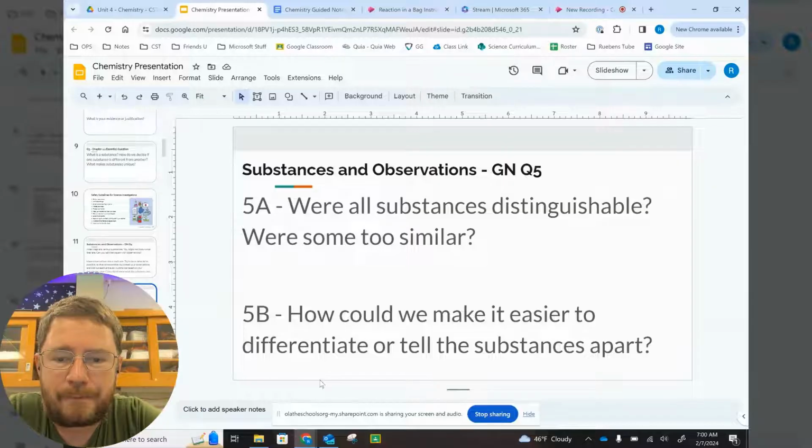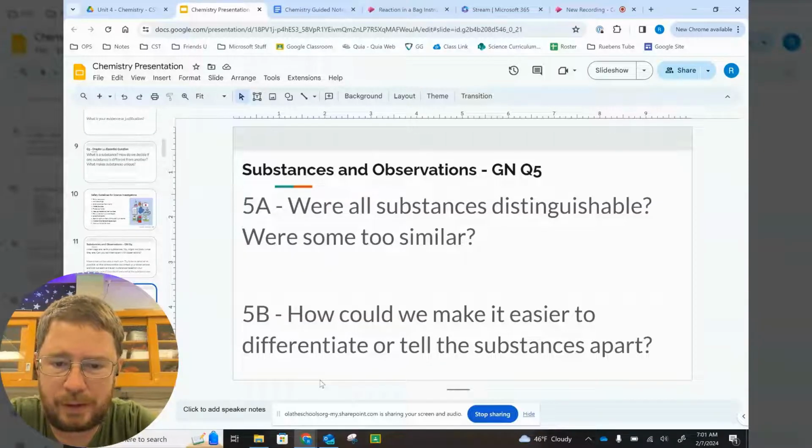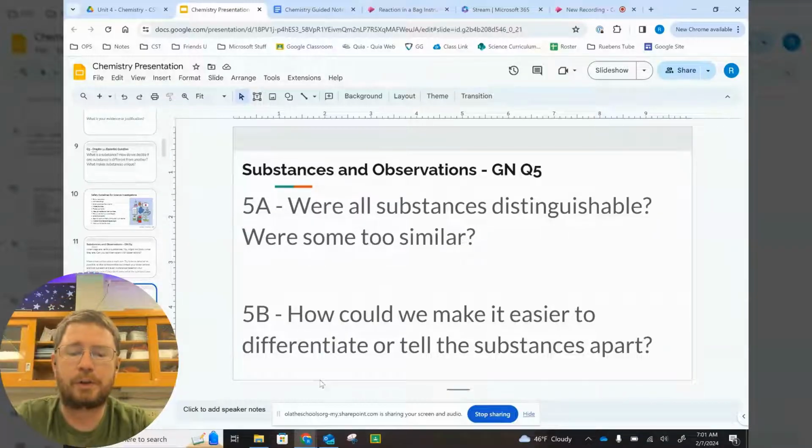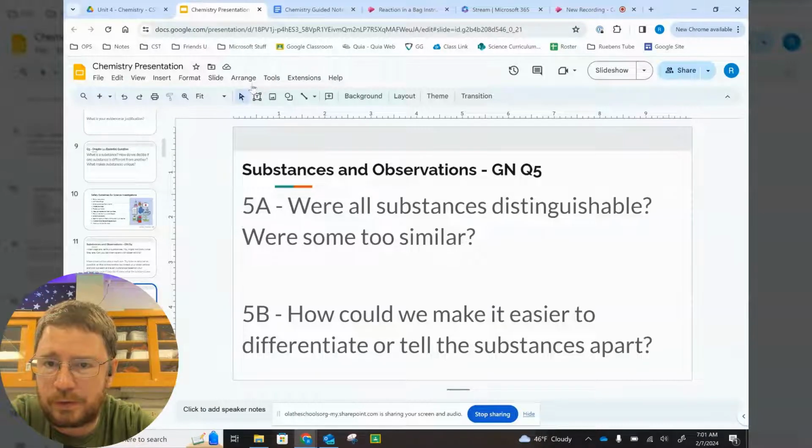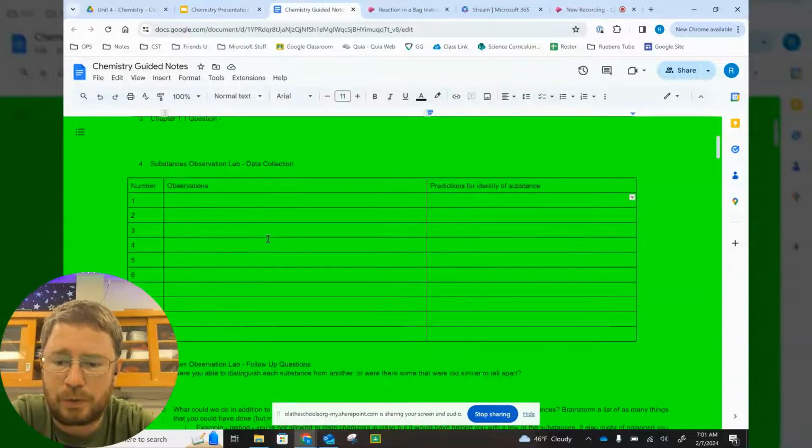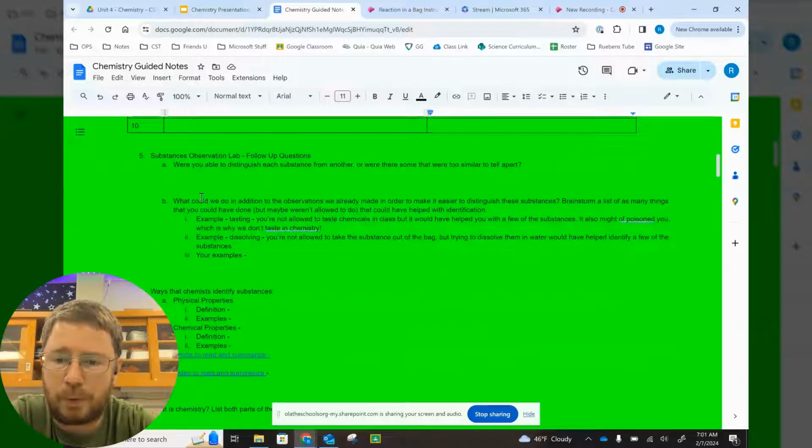Okay, so question 5 has 2 parts. 5A, were all the substances distinguishable? Like, could you distinguish and identify them separately and say, this is substance 4 and this is substance 5? Or are a few of them too similar for you to make observations about and how they were different? 5B, how could we make it easier to differentiate or tell the substances apart? What could we do that would make it easier?